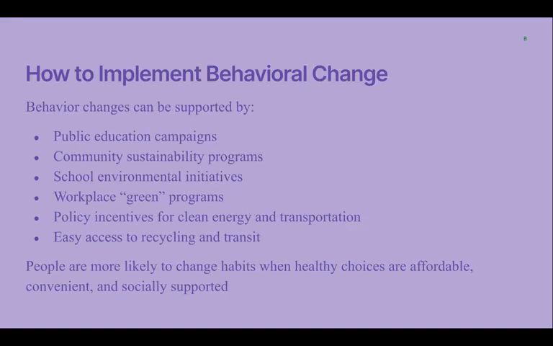How to implement behavior change? Well, we need public education campaigns, community sustainability programs, school environmental initiatives, workplace green programs, policy incentives for clean energy and transportation, and easier access to recycling and transit. People are more likely to change habits when healthy choices are affordable, convenient, and socially supported.